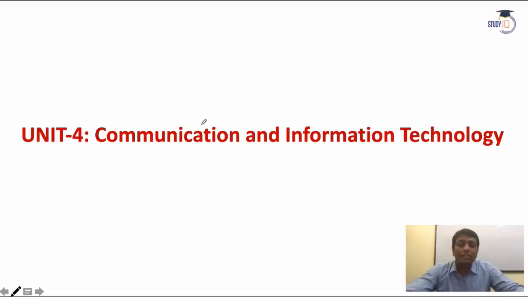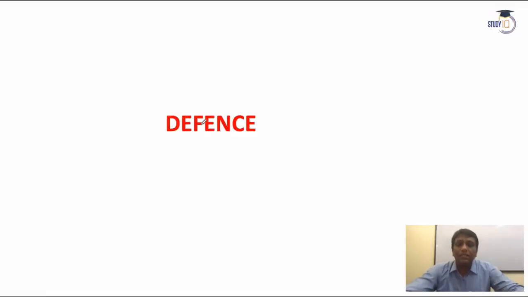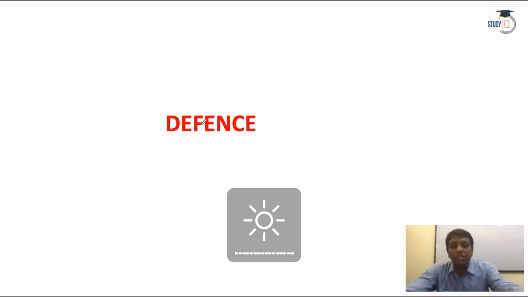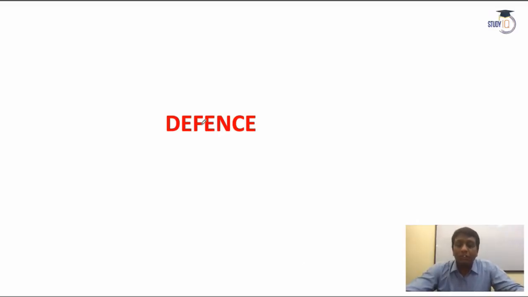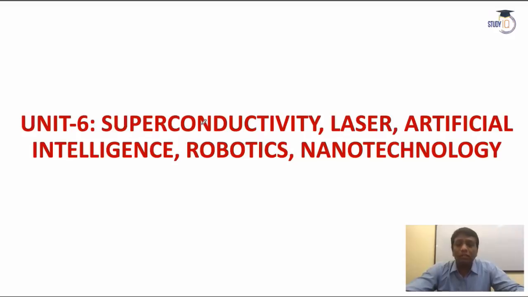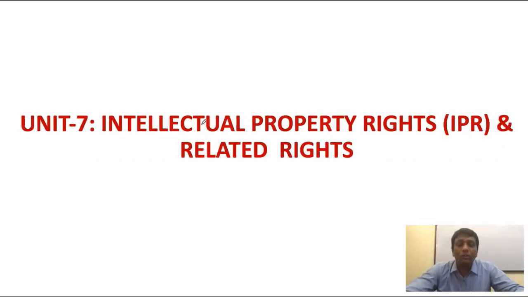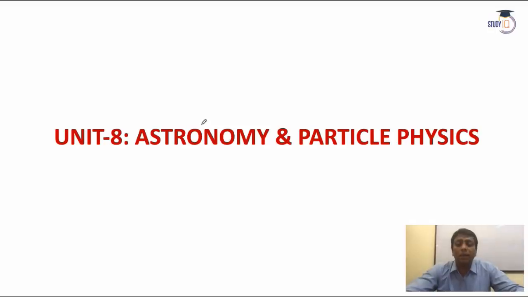Let us start with the next chapter, communication and information technology. There are no objectives from it. Now the next chapter, defense technology. Still no objectives. Now the next chapter: superconductivity, laser, artificial intelligence, robotics, nanotechnology. Still no objectives. Now intellectual property rights. Still no objectives. Now astronomy and particle physics.